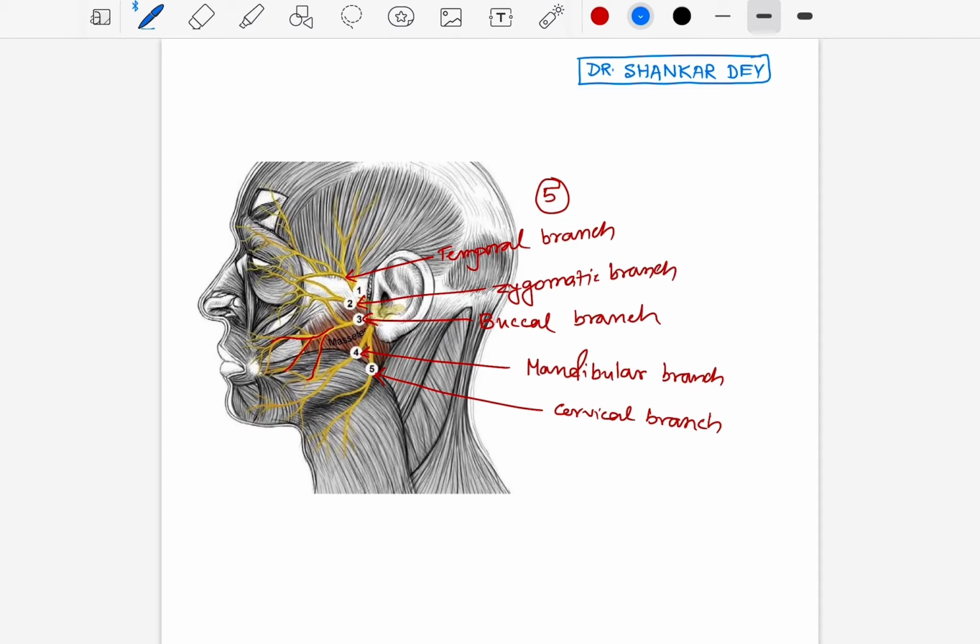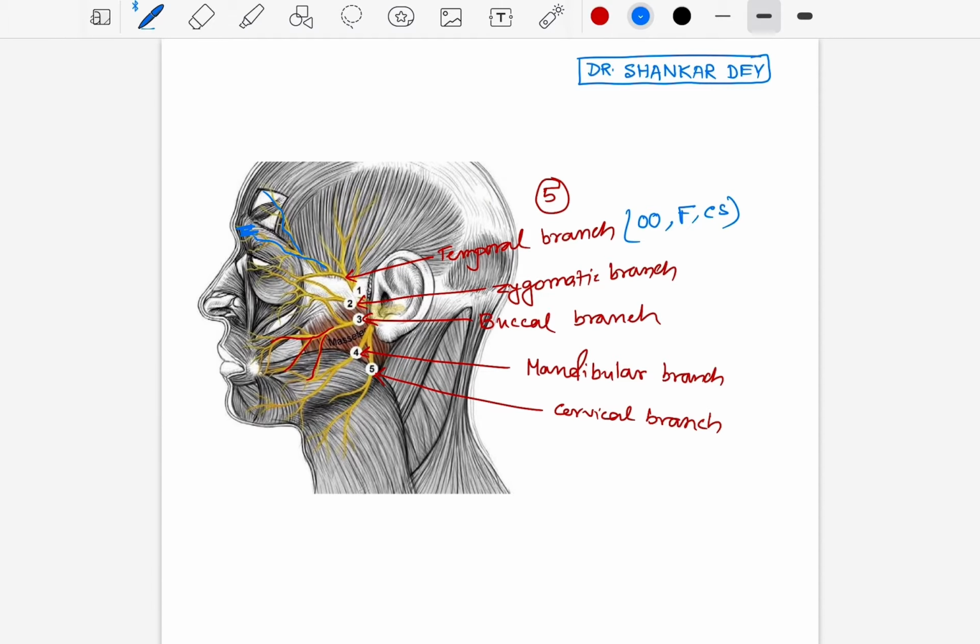As you can see, the temporal branch supplies the upper part of orbicularis oculi. This nerve is supplying the upper part of orbicularis oculi, the frontalis muscle or frontal part of occipitofrontalis muscle, along with corrugator supercilii. So the temporal branch supplies 3 muscles: orbicularis oculi, frontalis, and corrugator supercilii. These are the muscles supplied by the temporal branch.